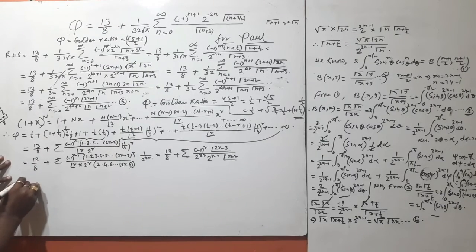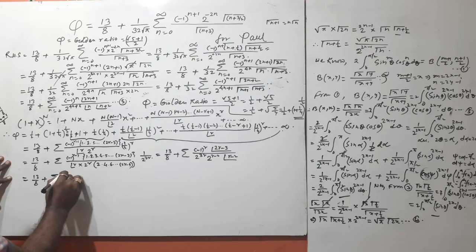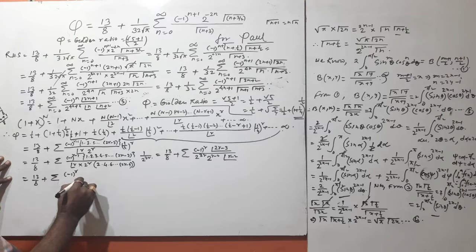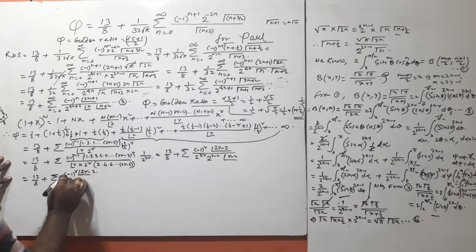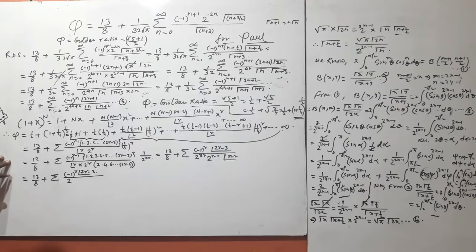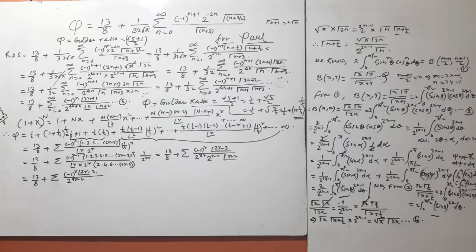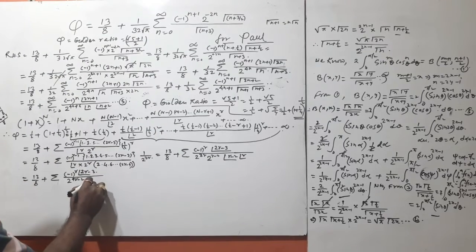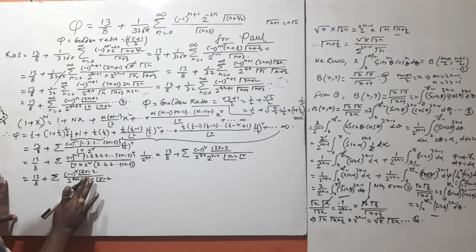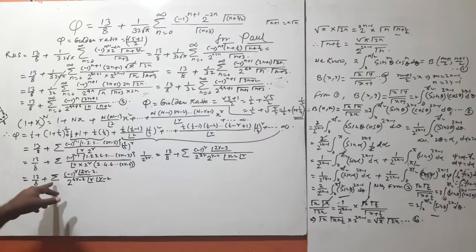So this is equal to, again, 13 by 8 plus summation of minus 1 whole to the power r, factorial 2r minus 3. This is 2 to the power 4r minus 2. And the factorials were missing, sorry: factorial r and factorial r minus 2, with 2 to the power 4r minus 2. See, our form actually starts here.